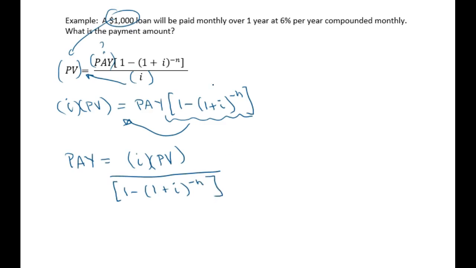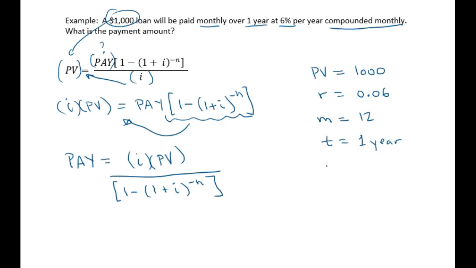So let's take some time to interpret what's happening within our question so that we can determine what we have to calculate for our formula. With a $1,000 loan, we're going to treat that as our present value. It will be paid monthly over 1 year, so we're looking at 1 year in that capacity. 6%, so that's our r value, 0.06, compounded monthly, which would be 12. And remember that we are using a time frame of 1 year. So in the end, our i value is going to be r divided by m, which is 0.06 divided by 12. And our n value is m times t, which ends up being 12 times 1, which is 12.